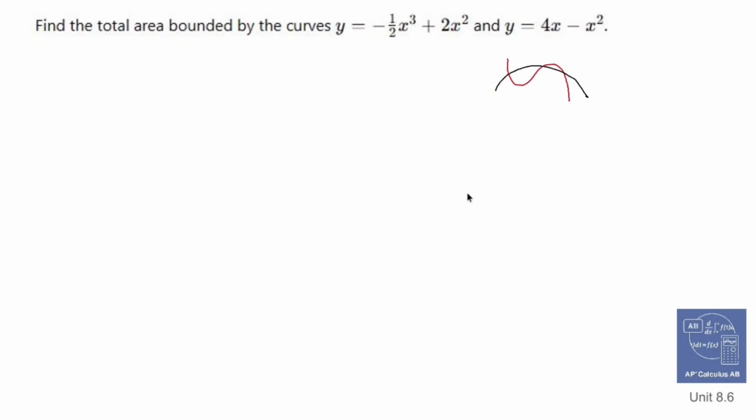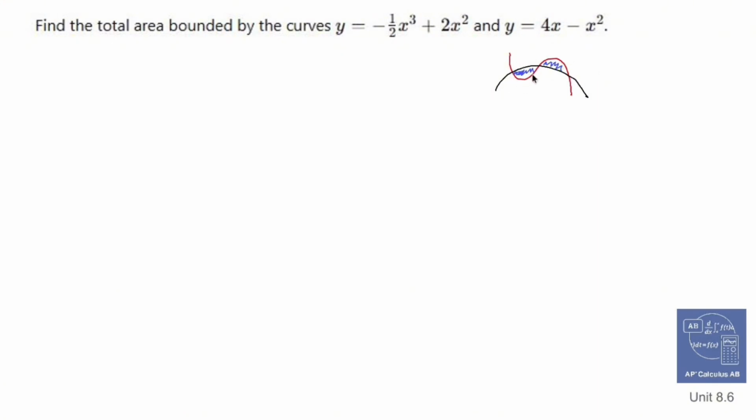Now, when we do problems like this, and keep in mind, my picture is probably completely inaccurate, but that's all right. When we do problems like this, we're not looking just for an area between the curves. What's going to happen is we're going to have two areas. So we're going to have to do two separate integrals once we find our points of intersection.